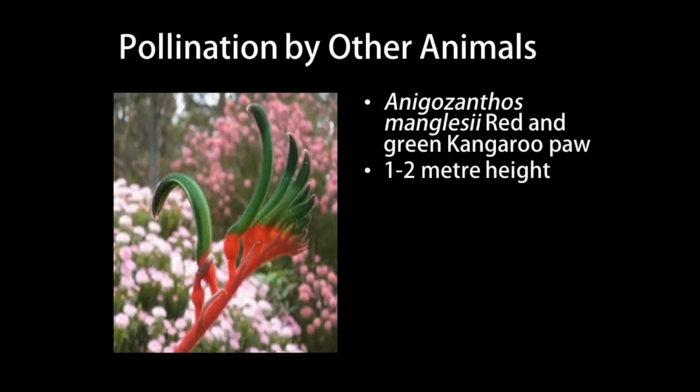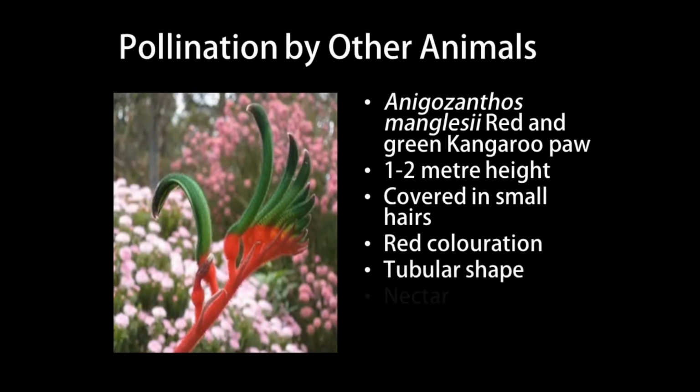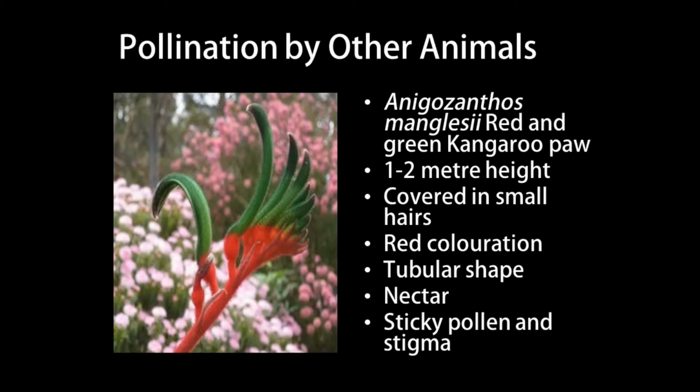Other plants, such as Anigozanthos manglesii, or the red and green kangaroo paw, employ pollination by other animals. It is mostly pollinated by low-flying birds, for which its 1 to 2 meter height is adapted. It is also covered in small hairs to collect other pollen passed on by the birds. Other adaptations are red coloration and nectar to attract animals, and a tubular shape to ensure the pollen is deposited on the head of the bird and transferred to other plants.